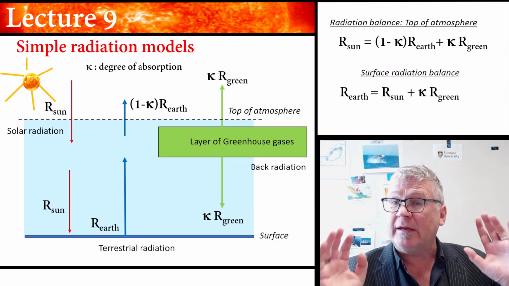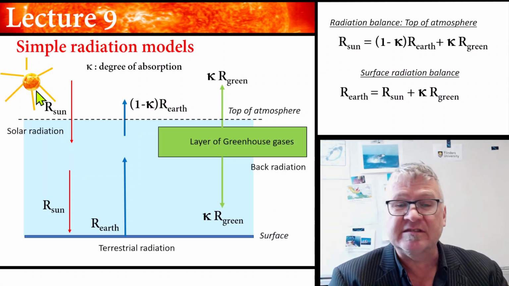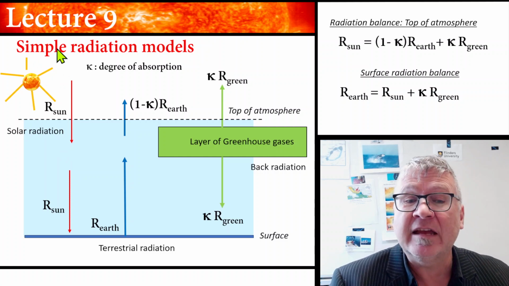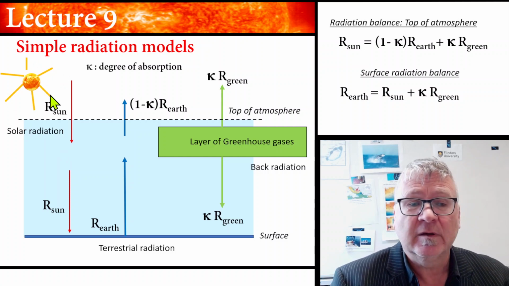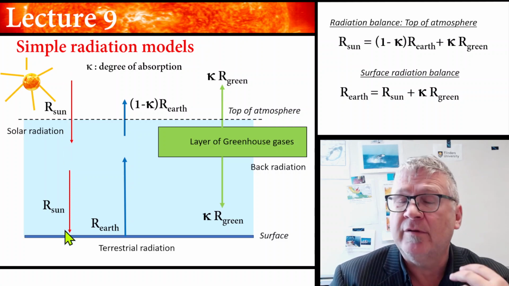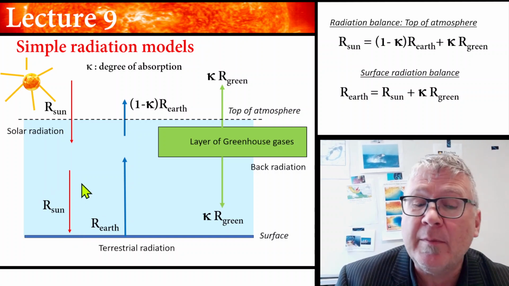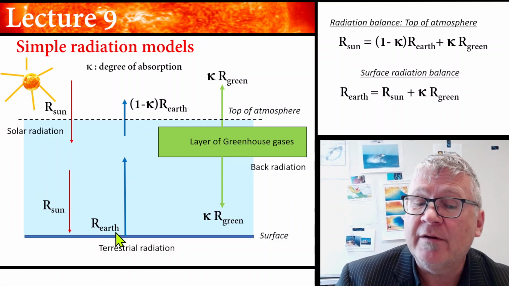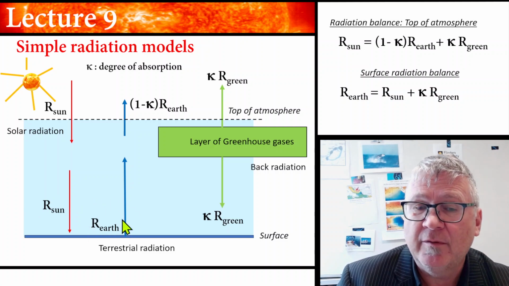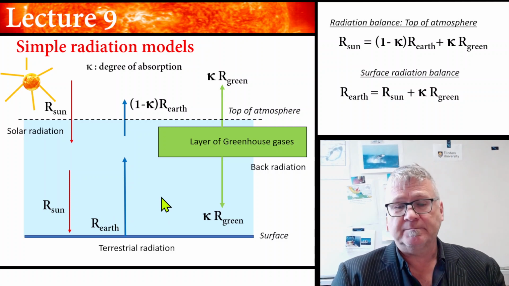To this end, we produce a little sketch here. I'll produce a little sketch which includes the sun and the radiation by the sun, solar radiation called R sun. Here we name it R sun. We have the radiation emitted from the Earth's surface, R Earth. Okay, and then we go a little bit into more detail.